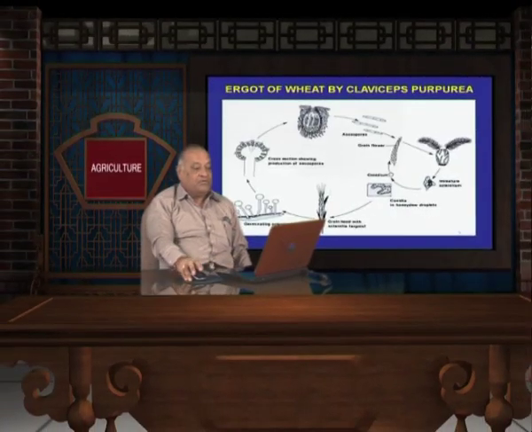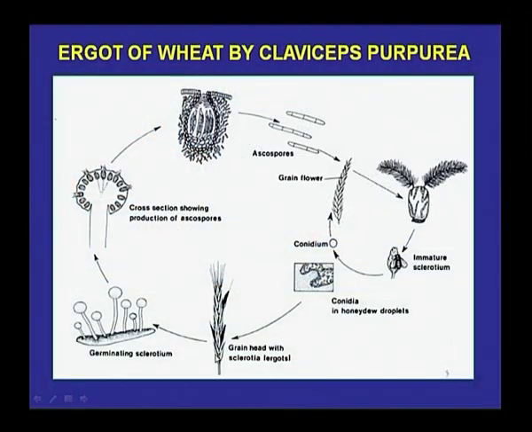This is the ergot of wheat caused by Claviceps purpurea, and you see the ergot sclerotia. They are pseudo masses of the fungus, and when they germinate they give rise to ascospores. This is the cross section, and we see so many ascospores filled in it. When they are liberated through air, they again infect the healthy crop in this way.